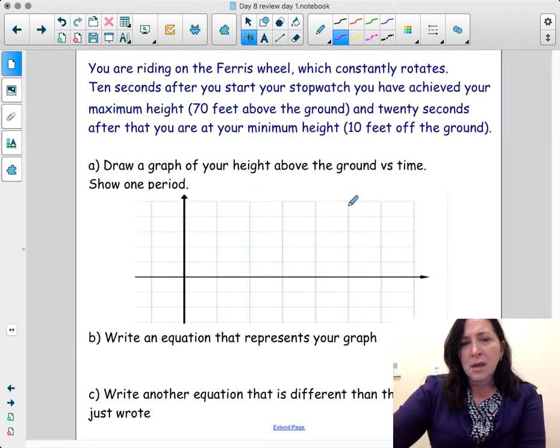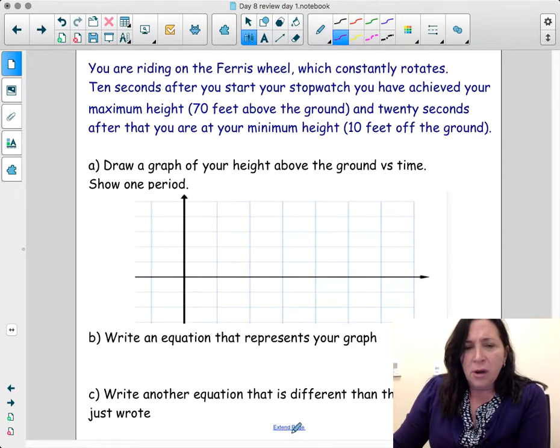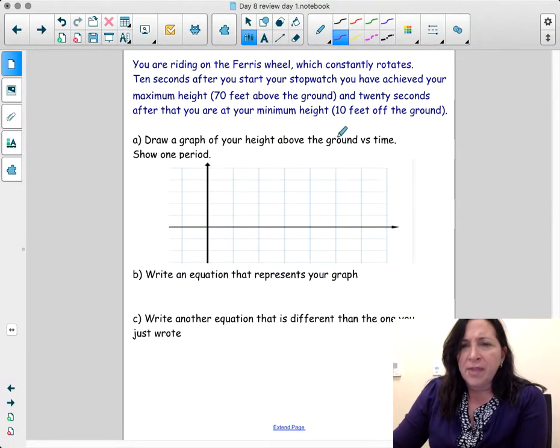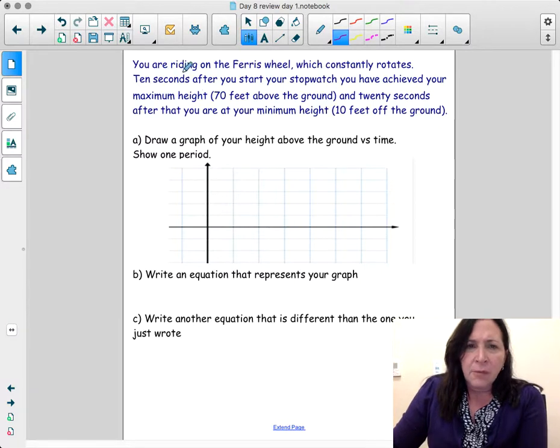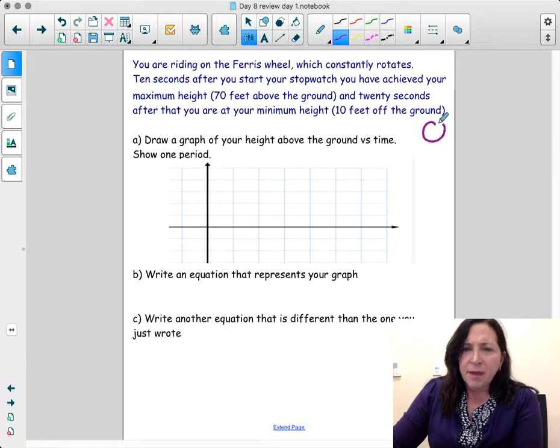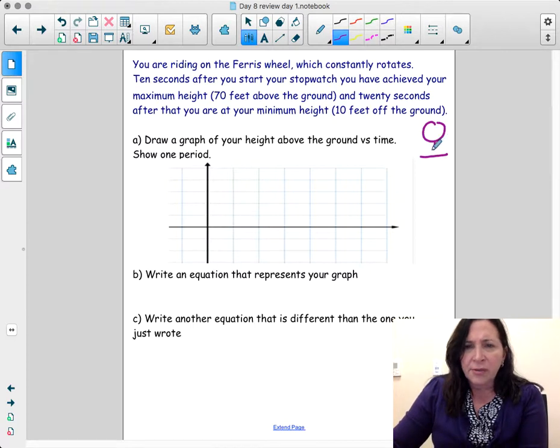All right. So we're going to start doing a few other problems that you might see on your exam. You're riding a Ferris wheel, which constantly rotates. So your Ferris wheel definitely looks something like this, right? Where you've got your wheel, then you've got this little area where you're standing off the floor, right? So let's see what they give us.